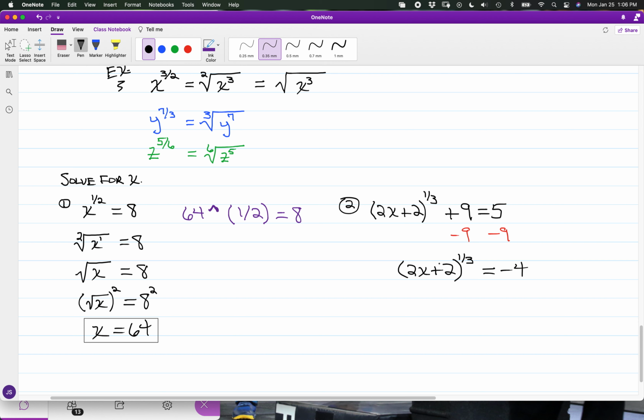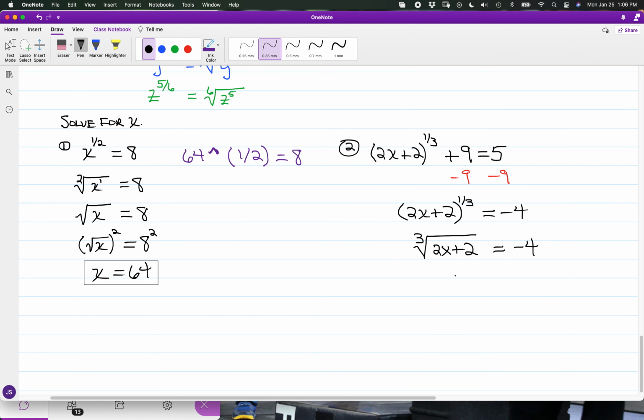If I rewrite the quantity 2x plus 2 to the 1/3 in radical terms, I'm looking at the cubic root of 2x plus 2 is equal to negative 4. So I have an odd root radical expression set equal to a negative constant. If I had a square root, fourth root, or any other even root, there would be no solution, since even root radical expressions cannot reduce to negative constants. But the principal square root rule does not apply to odd roots.